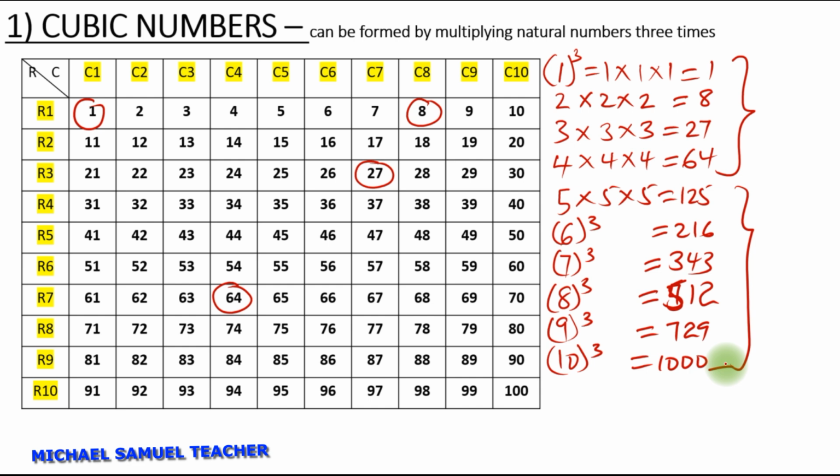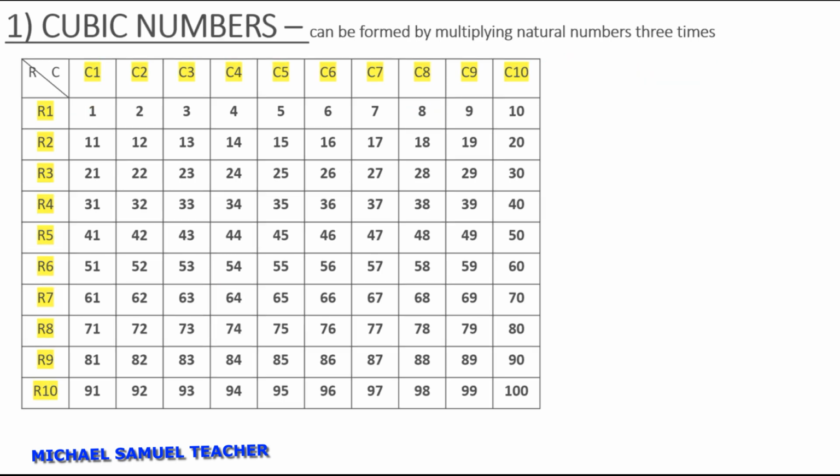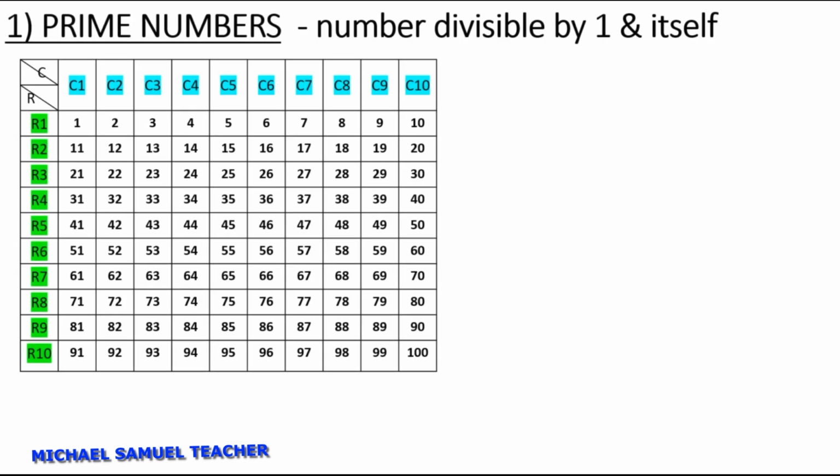Fine. Most important thing, let us now look at prime numbers. We are saying that prime numbers are numbers divisible by 1 and itself. So I'm going to consider row by row, and we get to list some of the prime numbers that are only divisible by 1 and itself. So that is very key.